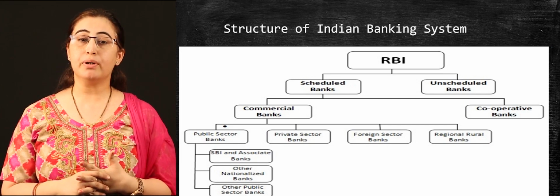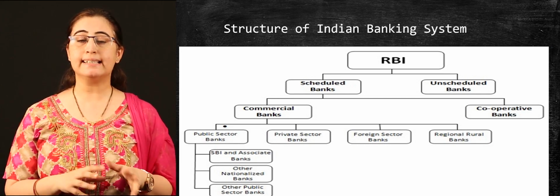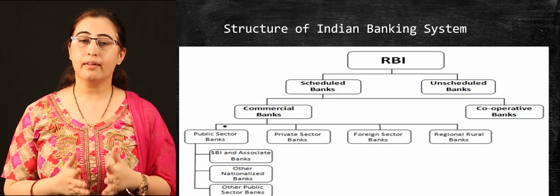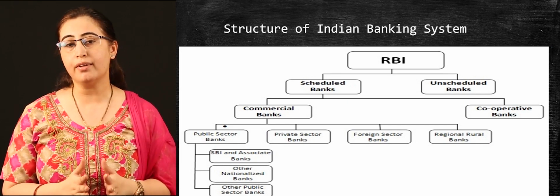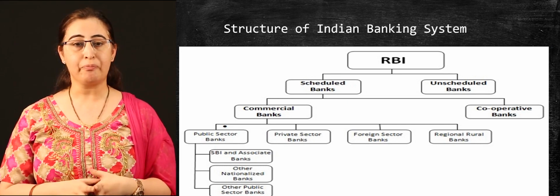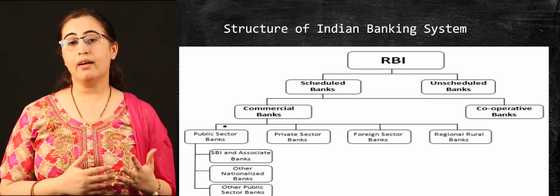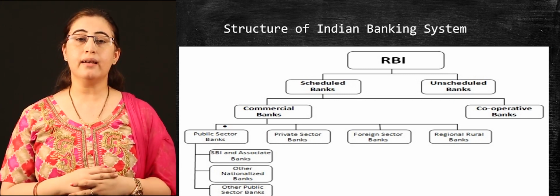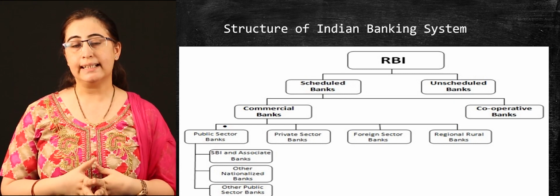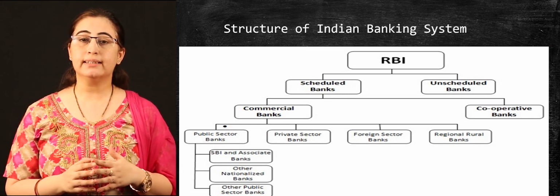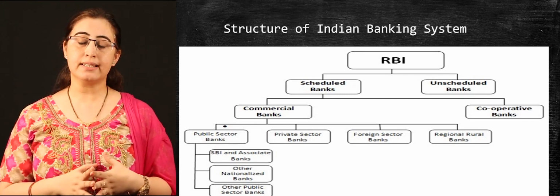When we talk about public sector banks, previously it was SBI and its associate banks. Right now it is only SBI after the merger in 2017. Among other nationalized banks, there are a total of 12 nationalized banks in India right now, and other public sector banks. We are going to discuss this in detail in our next video session.